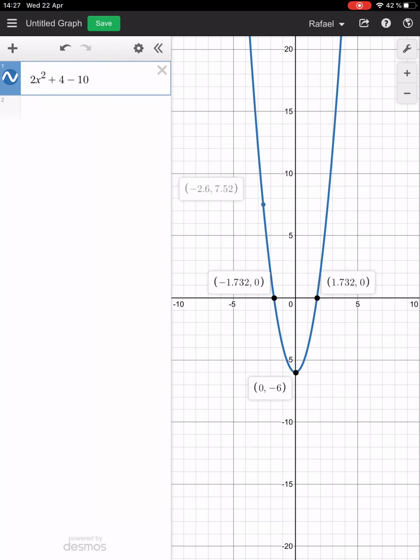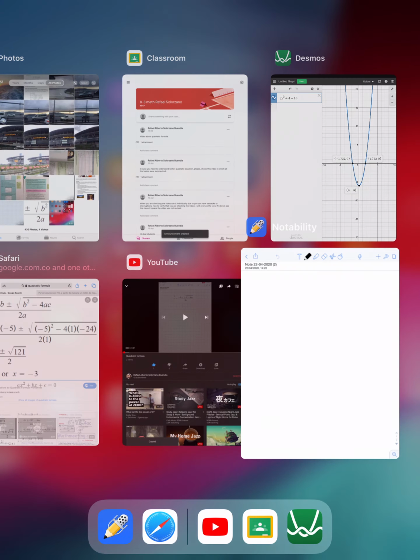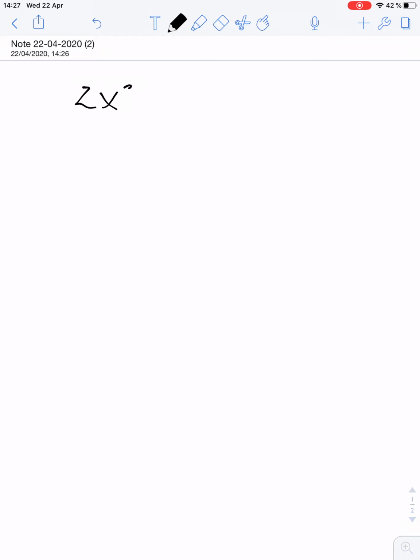To do this we have two different ways. The first one is taking the points from the curve, as I'm doing right now. But the idea is to calculate these values. How to calculate these values? We are going to take the equation 2x squared plus 4x minus 10.